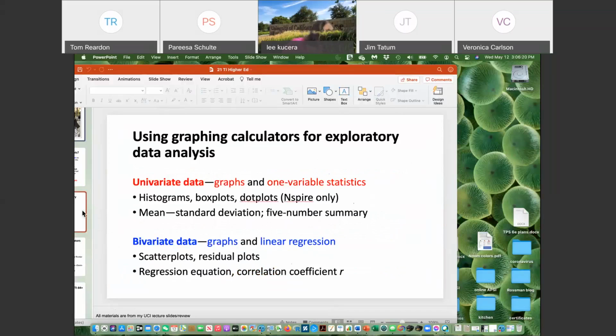Okay, so I'm going to show you some of the things that the TI-Nspire will do in statistics, specifically looking at graphing calculators for EDA, exploratory data analysis. With univariate data, they can do graphs and one variable statistics, histograms, box plots. The Nspire will even do a very nice little dot plot for you. Of course, your mean, standard deviation, 5-number summary, those types of things. With bivariate data, they'll do graphs and all of your regression: scatter plots, residual plots, your regression equation, correlation coefficient R, and I left off coefficient of determination R² as well.